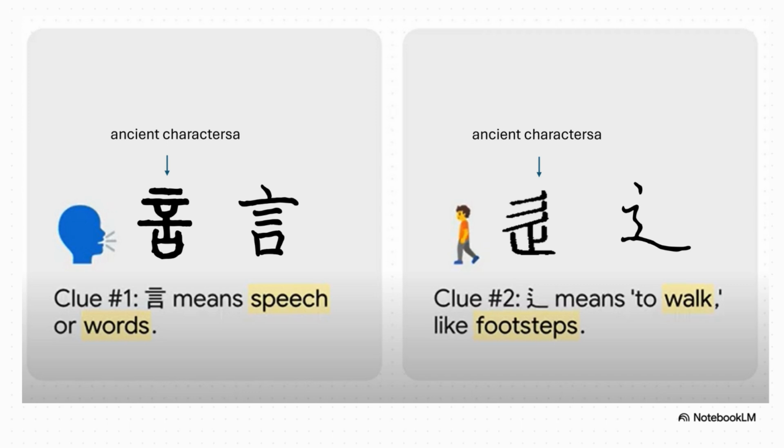On top, we have yan, which means speech or words, and then on the bottom we have shi. Now this component is called a radical, and it means to walk. If you look closely, it even kind of looks like a little path with footsteps. So the two pieces of our puzzle are speech and walking.